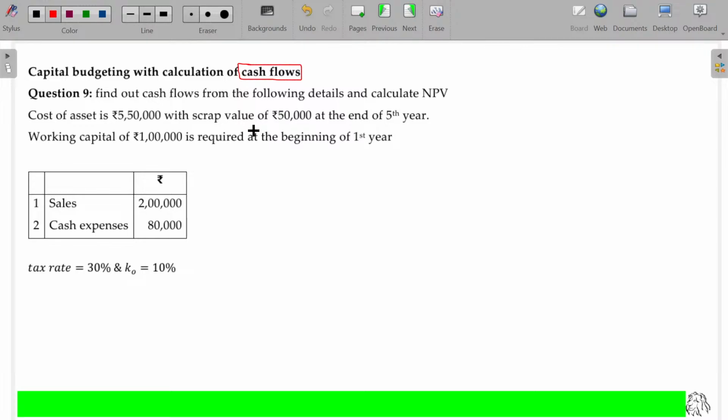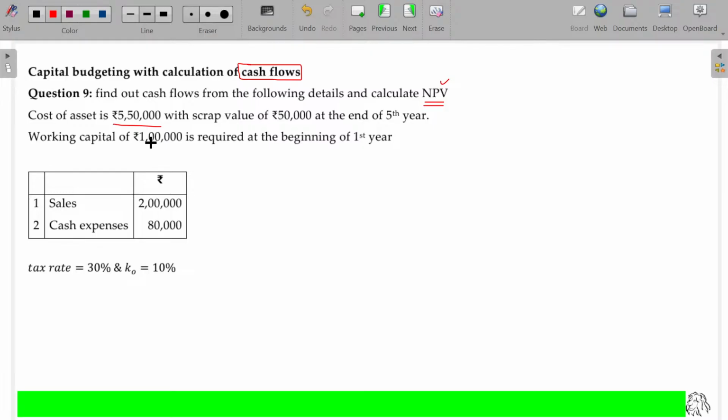Usually in the previous case, we have been given the cash flows directly. In this illustration, we have not been given cash flows. Our duty is to find out the cash flows first, and then we will proceed. Find out cash flows from the following details and calculate NPV. So our intention is to find out the NPV.